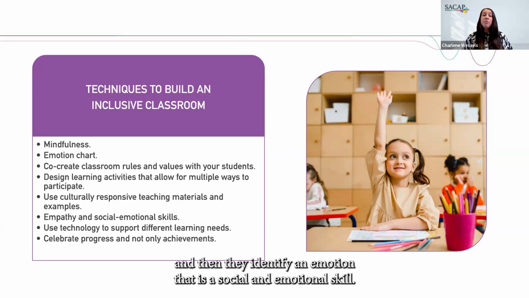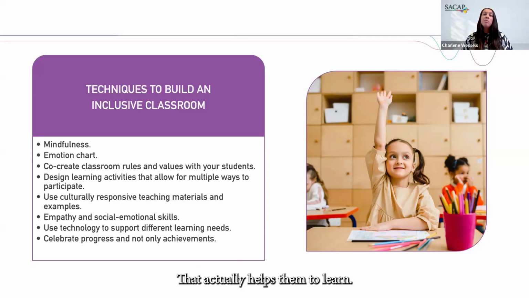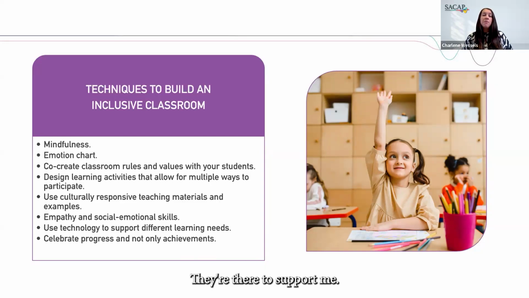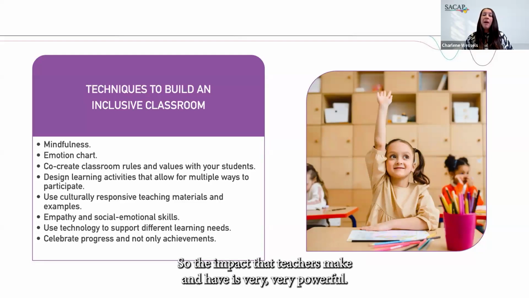That is a social and emotional skill that actually helps them to learn. You know what, it's good to be able to talk about emotions. I don't need to hide it. So if I am angry, if I am scared, I can share it with my peers. They are there to support me. So school really needs to feel like a safe space. And for some kids, school is the only safe space they have. And that's also something we need to remember. So the impact that teachers make and have is very, very powerful.